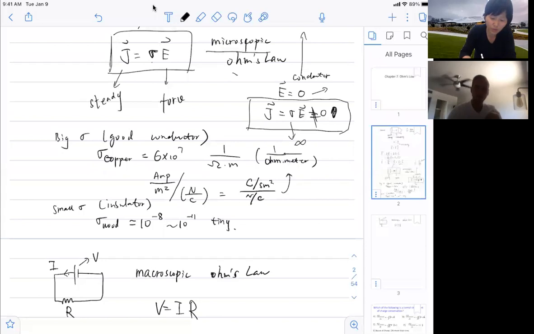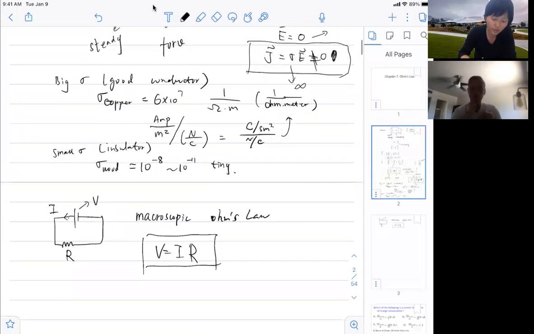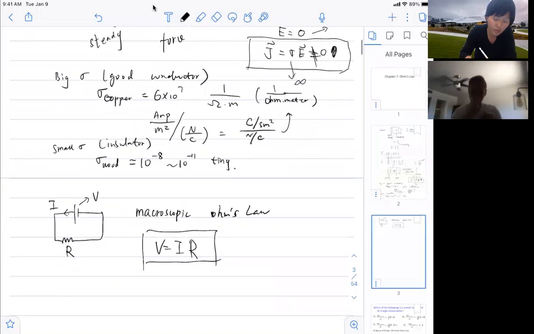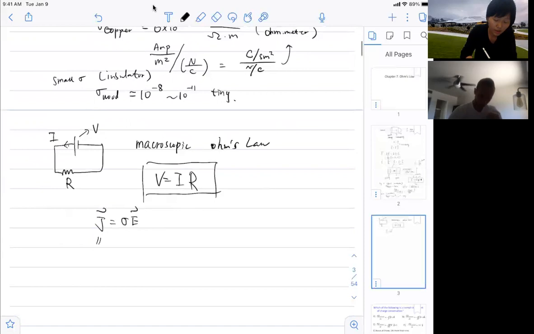So this one is what we just talked about, and macroscopic is this. Both of those are empirical observations, right? Both of them can be measured by experiment. So let's see if we can relate those two together. We start with J equals sigma E. And J is current I over area A, which is equal to sigma times E. And E is voltage over length, so E is delta V over length L.